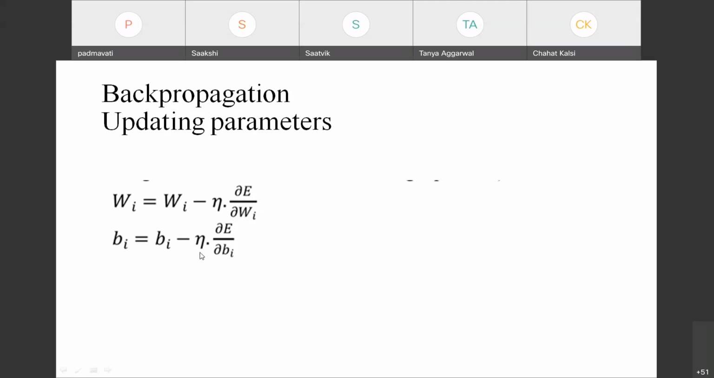As I explained in the previous session, whatever W_i we have initialized randomly may be far off from the actual W's. So there exists a specific pair of W_i and B_i such that whenever I consider those pairs, my error rate will be equal to 0 or equal to the minimum. That is the threshold that we are considering.